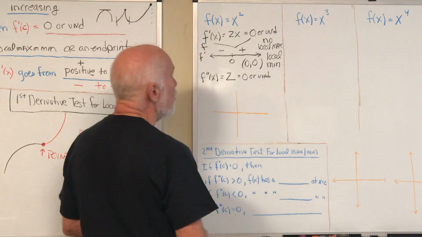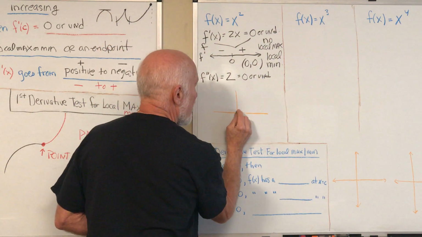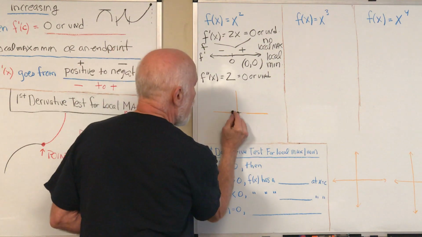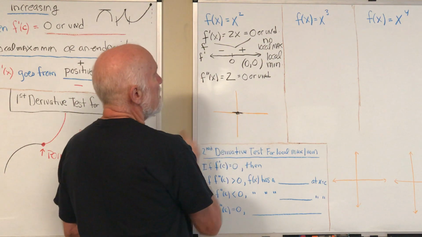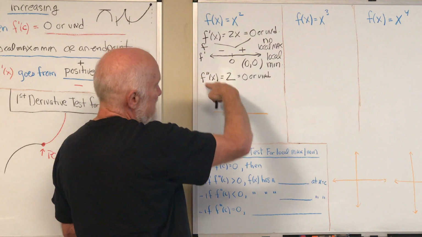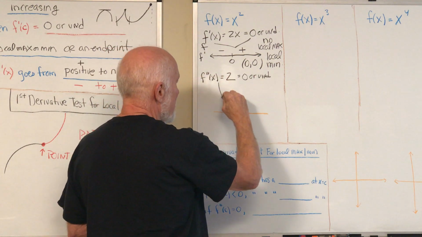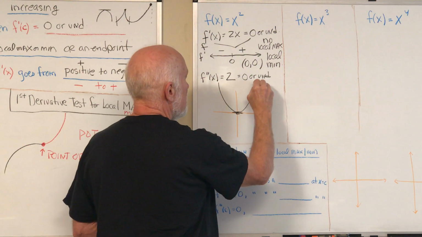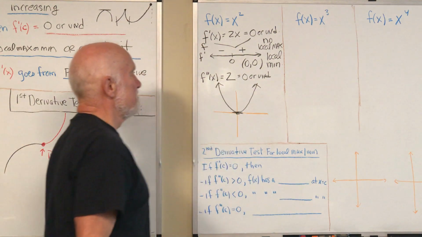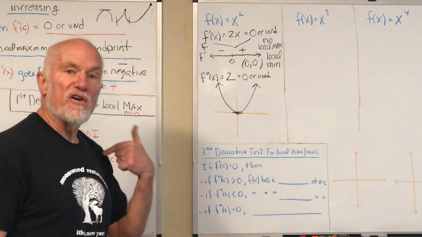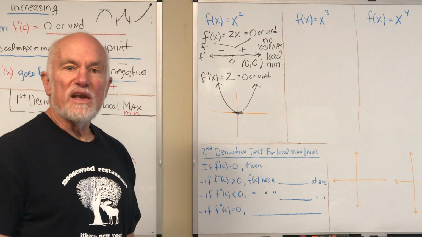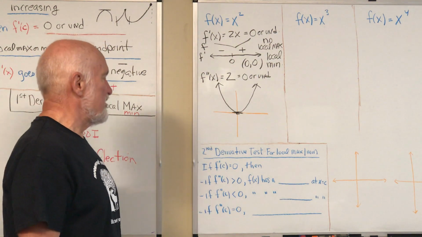We know that the only important point was 0, 0. We know the slope is 0 at that point. We know the function goes from decreasing to increasing, and it's always concave up. So I think that goes along with our intuition of what y equals x squared would look like.